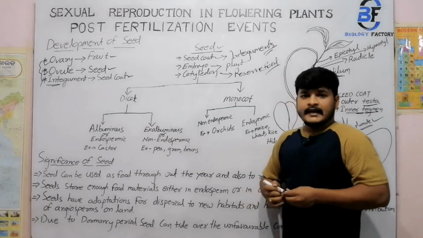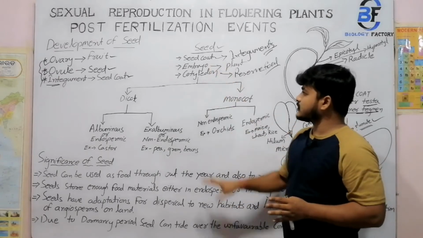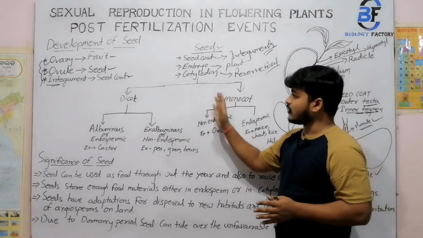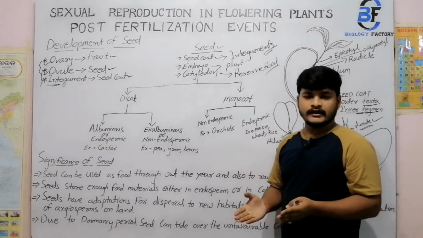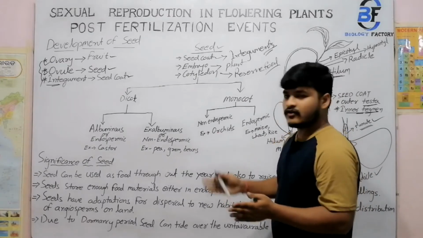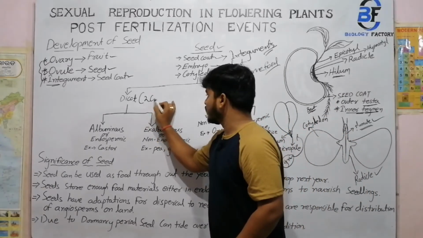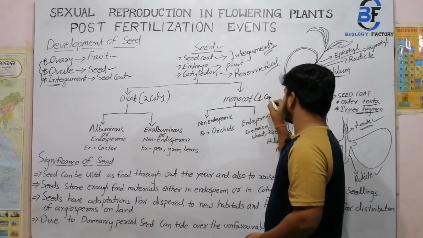That means the seed consists of basic three things. One is your seed coat, another one is your embryo, next one is your cotyledon. According to this cotyledon, that means according to this reserve food material, we just divide it into two types. One is your dicotyledon, another one is your monocotyledon. Dicot means two cotyledons, and monocotyledon means one cotyledon.